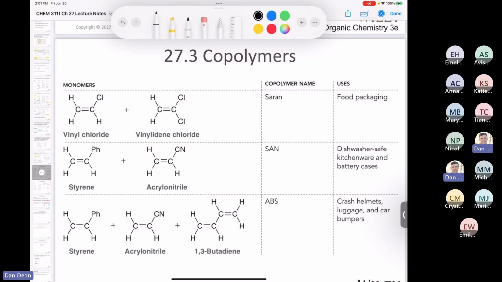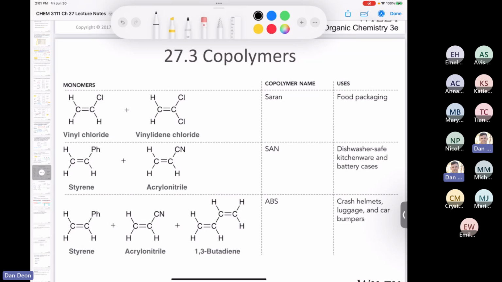The one in the middle here. But I know you all know about things like Tupperware, which is dishwasher safe, right? Or any kind of dishwasher safe plastics. I'm sure you see those every day. Even yogurt containers, you can put them in the dishwasher and they're fine. So styrene and acrylonitrile, we call that a SAN.